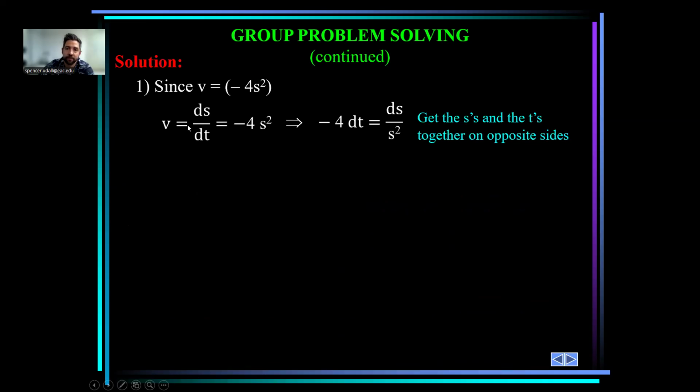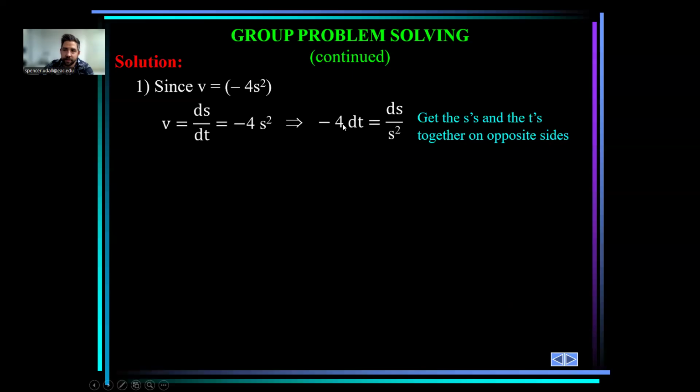So if we take ds dt and plug in v, we've got ds dt equals negative 4s squared. We've got s's here, and we've got t's. We want to separate those so we can take an integral and solve for a position in terms of time function.